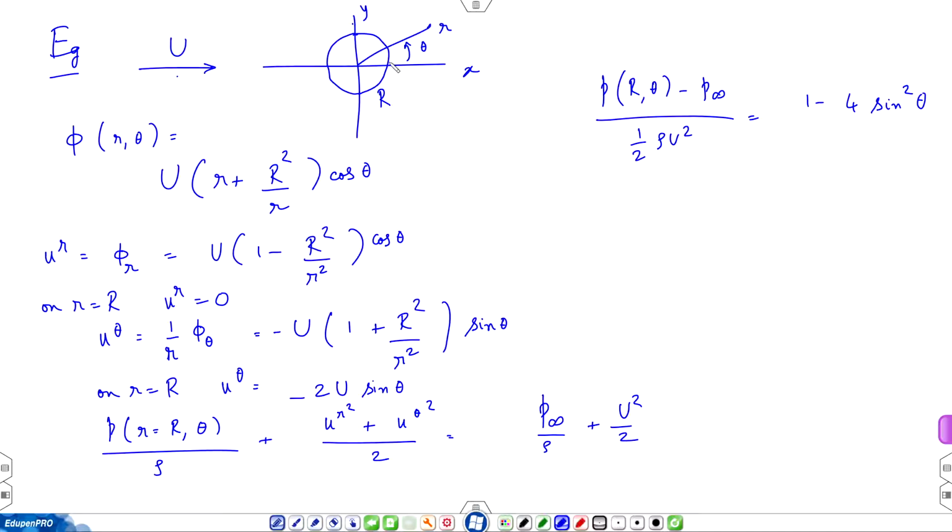So, when theta is 0, that is this downstream point, u_r is of course 0, but u_theta is also 0. So, you have stagnation points. A and B are stagnation points where u_r and u_theta are both 0, and this is the expression for pressure distribution.